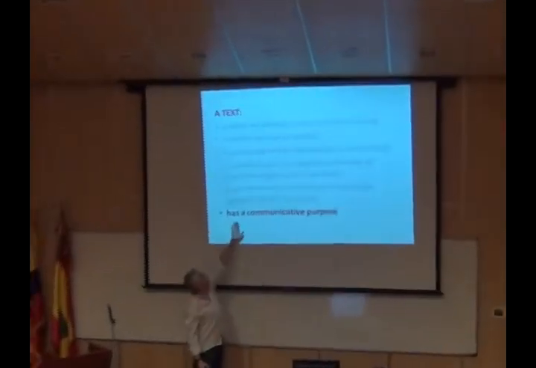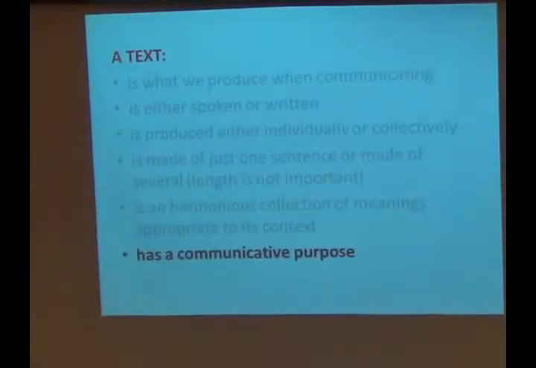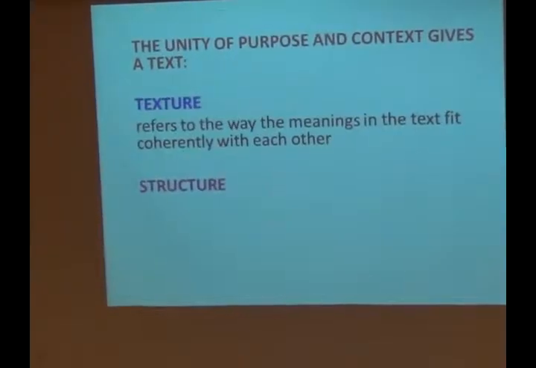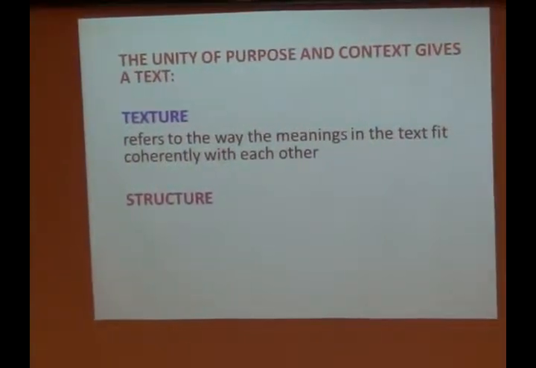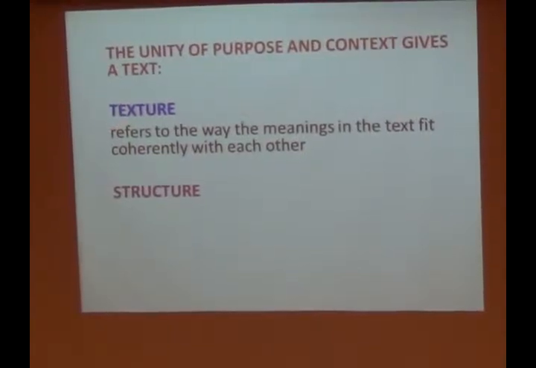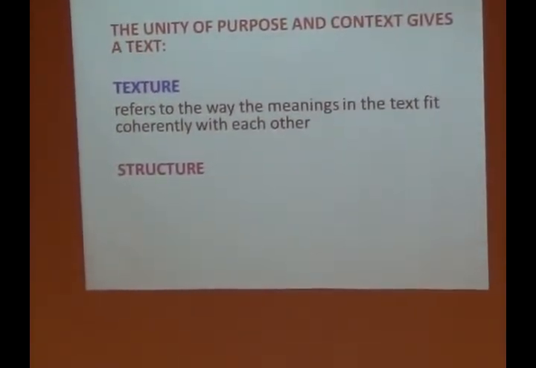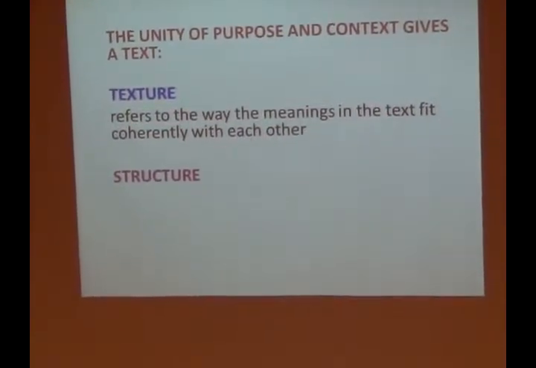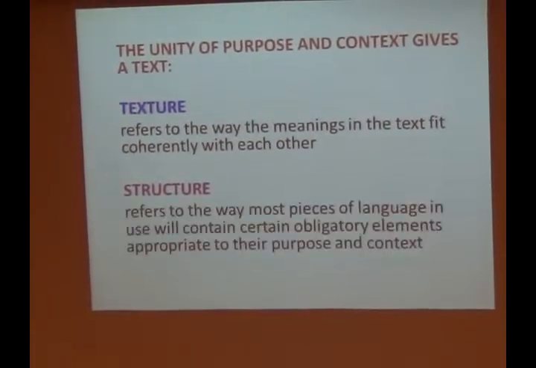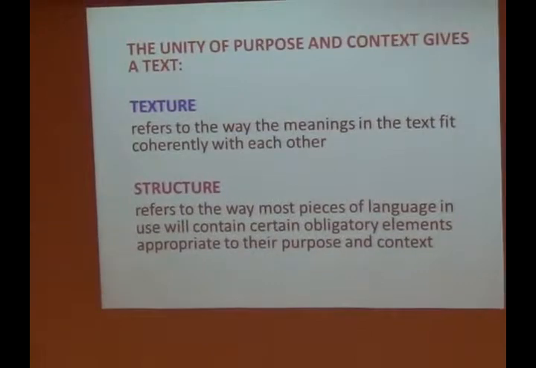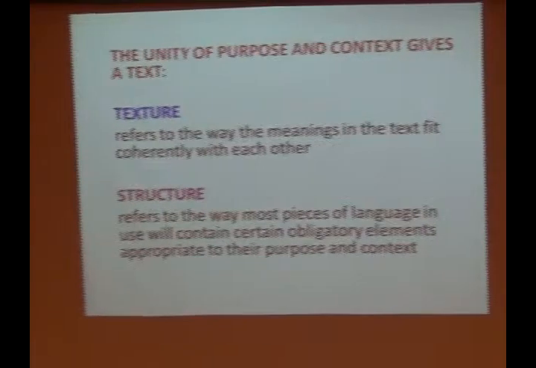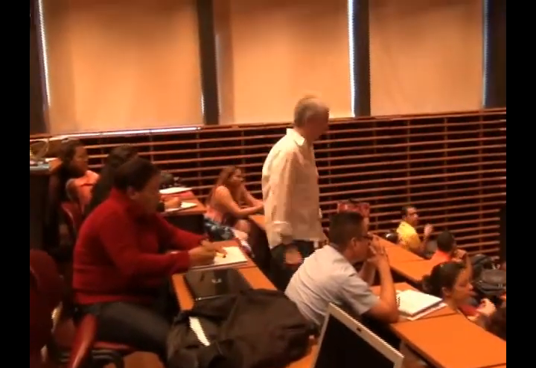Now, getting back to the systematization, the last one was that text has a communicative purpose. The unity of purpose and context, because context is very important, as we saw, the unity of purpose and context in a text produces texture and structure. Texture, we won't be talking about it much more, refers to the way the meanings in the text fit coherently with each other. Structure refers to the way most pieces of language in use will contain certain obligatory elements appropriate to their purpose and context. And basically, here we are talking about genres, text types, if you like.